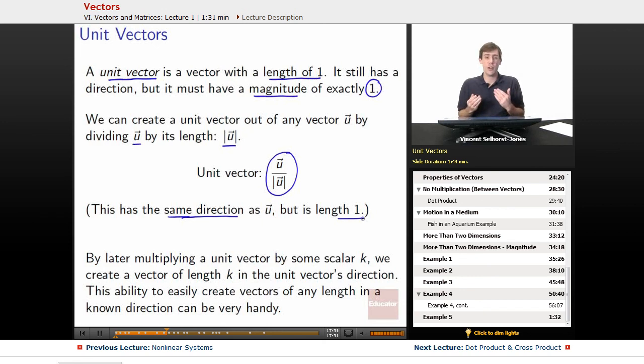Now, the reason why it's so great to have a unit vector is we can take it later and multiply it by any scalar k that we want, and we'll know that we'll have created a vector that is length k, because we started at length 1, and we're going to go 1 times k, so we'll be at vector length k, and we'll be scaling in the direction we already started with, so we'll be in the unit vector's direction. This gives us an ability to easily create vectors of any length we want in a known direction. And this ability comes in really, really handy in a lot of situations, and that's why unit vectors are important.